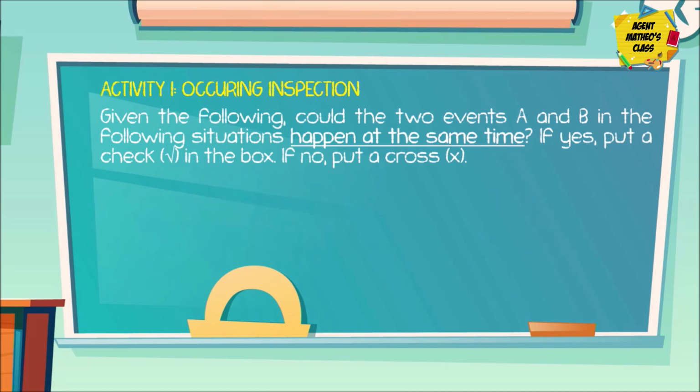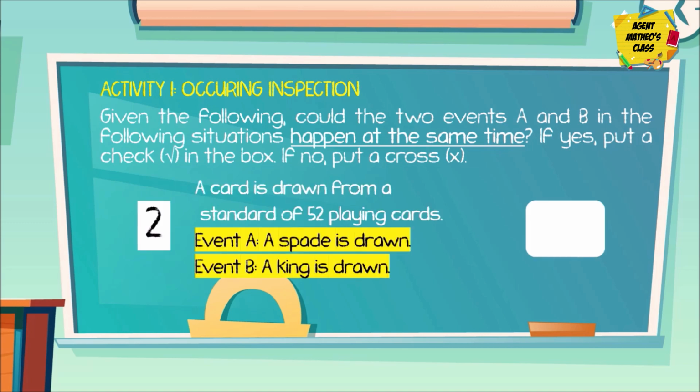Let us have the second item. A card is drawn from a standard deck of 52 playing cards. Event A, a spade is drawn. Event B, a king is drawn. You may start now. And the answer is, it's a check. You can have a spade and a king at the same time through the king of spades.